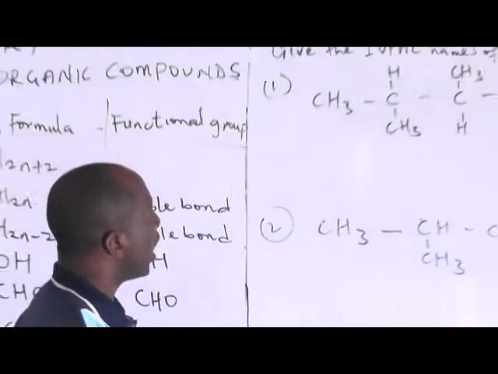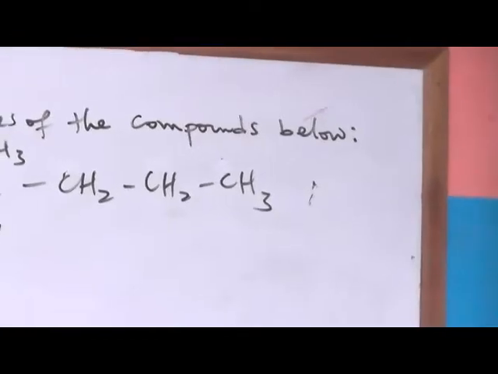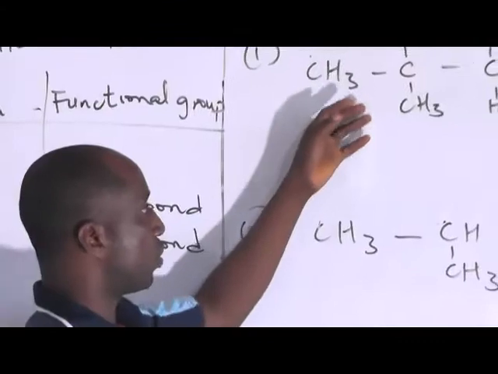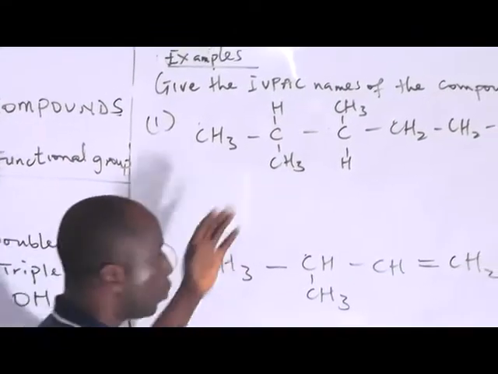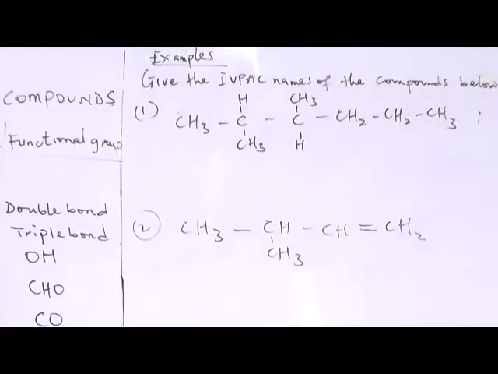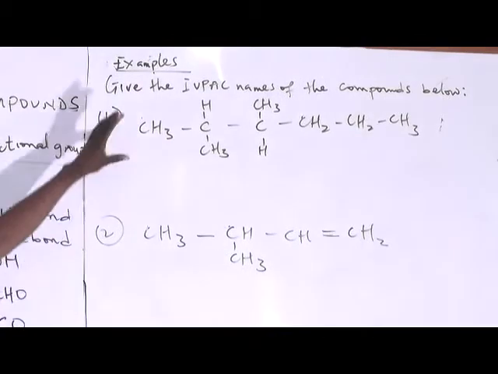Now, let's look at these 2 examples together. The question says, give the IUPAC names of the compounds below. If you check your JAMB question, you will see these 2 questions there. Now, let's look at the first one. We follow the rule. Rule number 1 says, identify the functional group of the given compound.